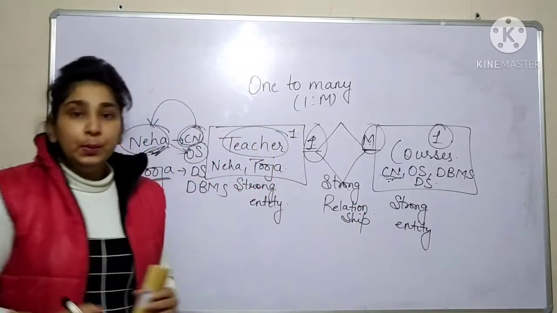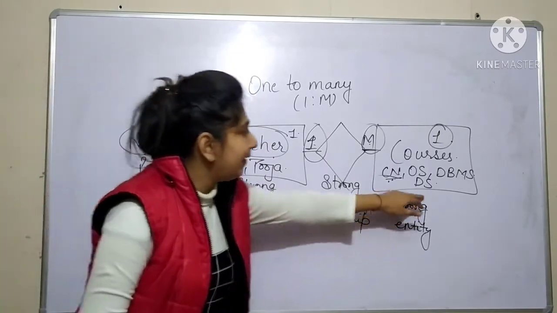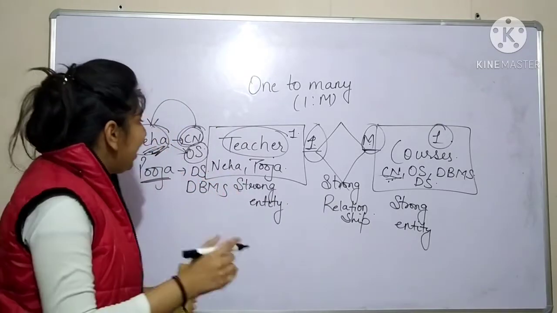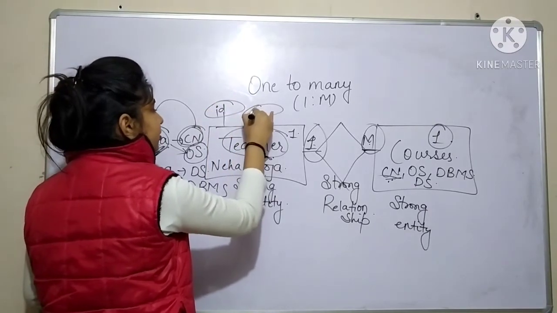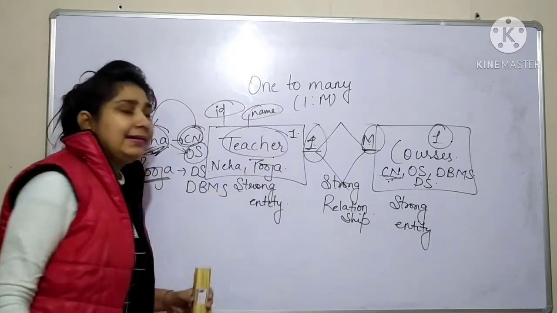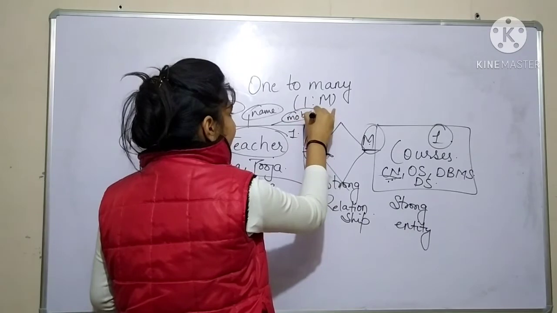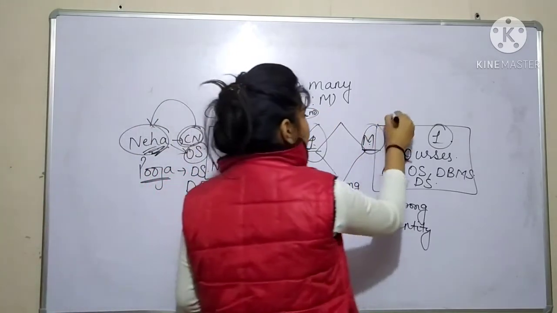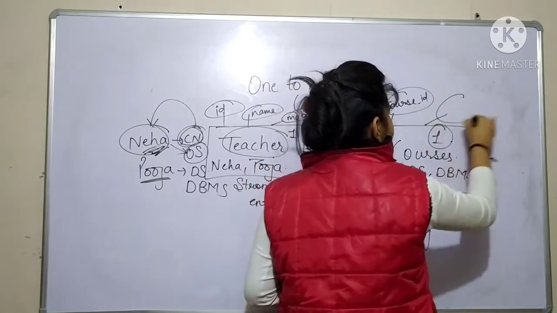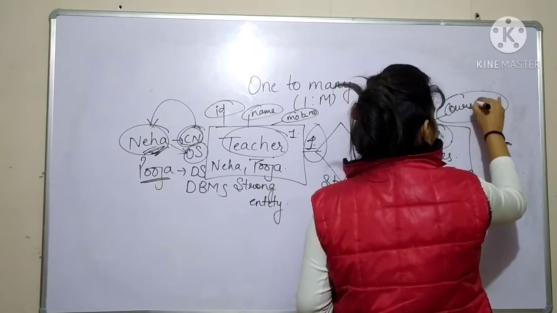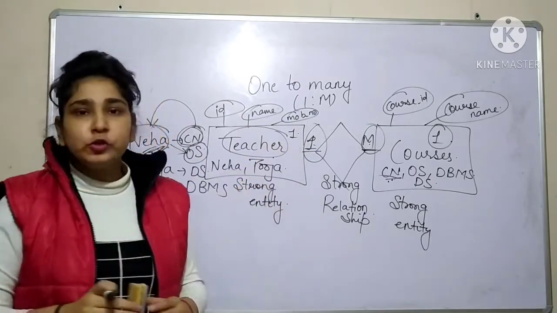Now let me convert these two entities into tables. What are the attributes we have? We have a teacher ID, a teacher name, and let's assume a teacher's mobile number. And for courses, we have course ID and course name. So these are the attributes we have.